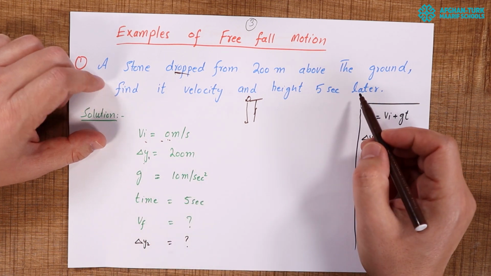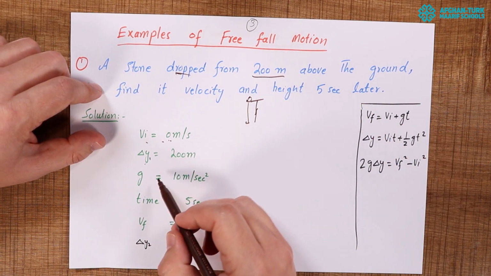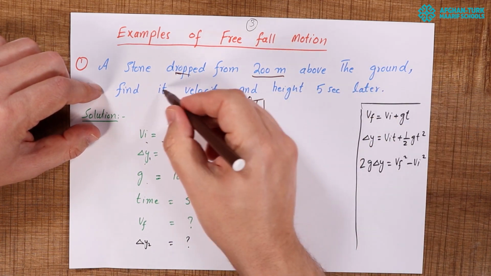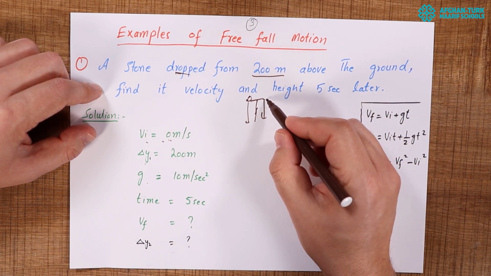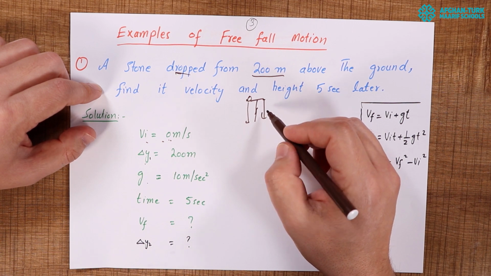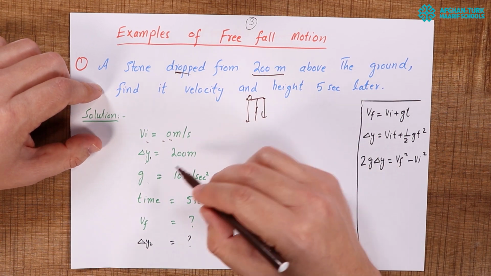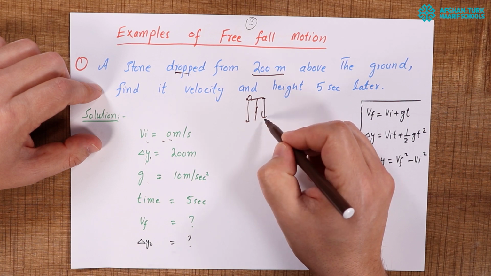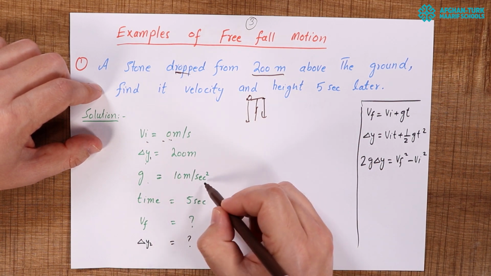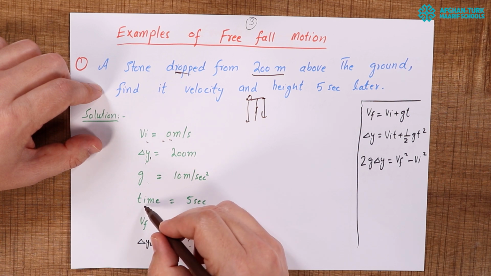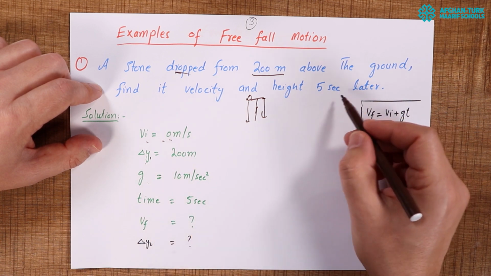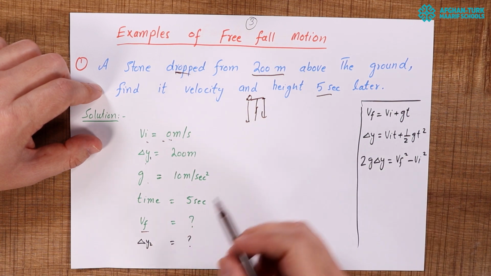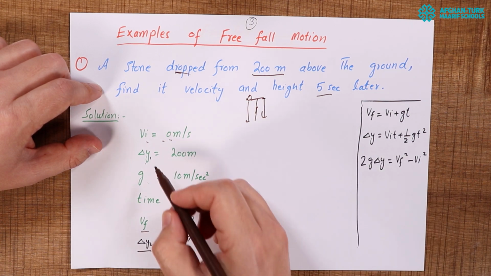Delta Y, they given 200 meter. G value, the ball is coming down, the value of G is not mentioned here, but this is the advantage of free fall motion, that we can automatically use the value of G. So the stone is coming down, so we will put the positive 10 meter per second square. Time is how much, 5 seconds.